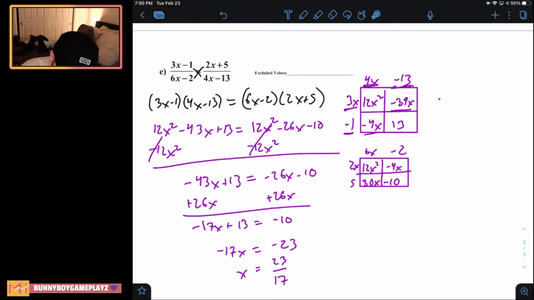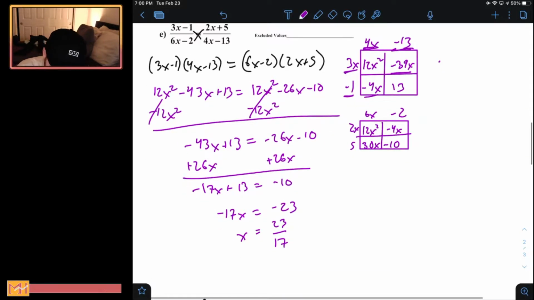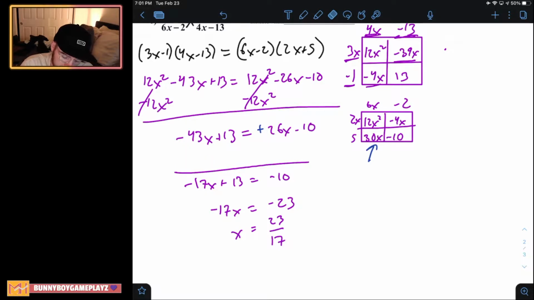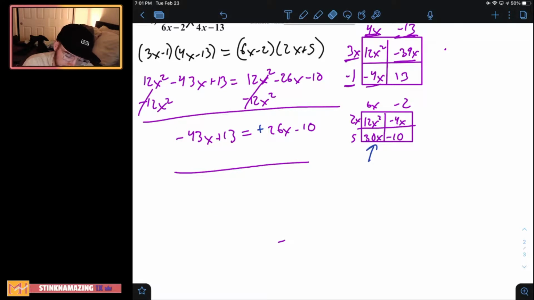I found a mistake. But I guess that's why I checked my work. I just didn't want to waste your time with me checking my own work. This was a +30x, so 30x minus 4x gives me a +26x. So I was supposed to be adding the 43x, because I don't want to have -x, so I'm going to add 43x, which comes out to be 69x, and then I'm going to add the 10, which comes out to a 23.